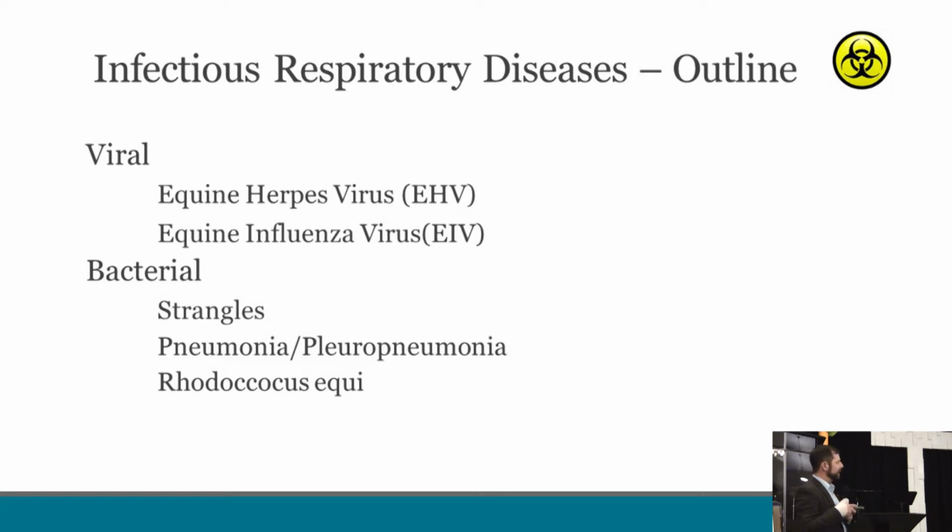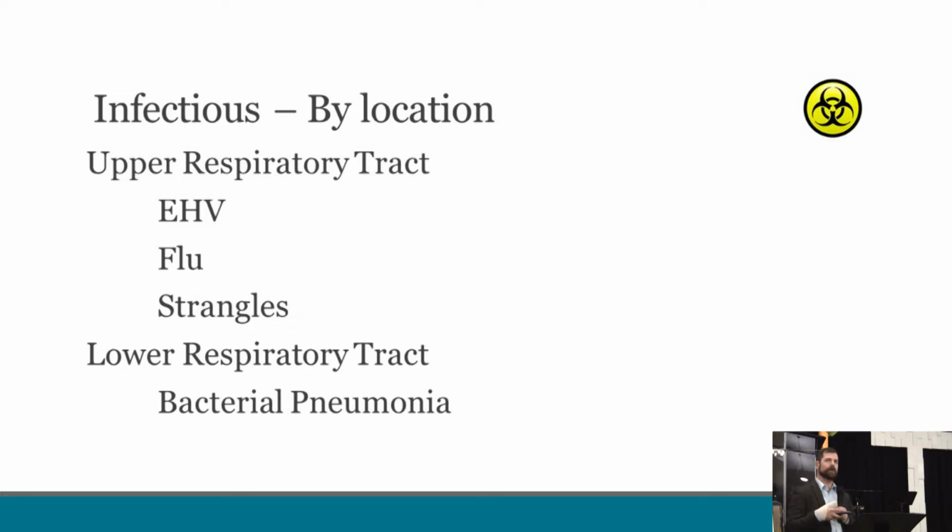We can also divide these conditions by their location in the respiratory tract. So we have conditions that affect the upper respiratory tract, such as herpes virus, flu, and strangles, or things that can primarily affect the lower respiratory tract, which in this case could be a bacterial pneumonia.